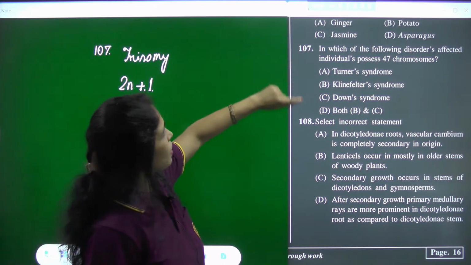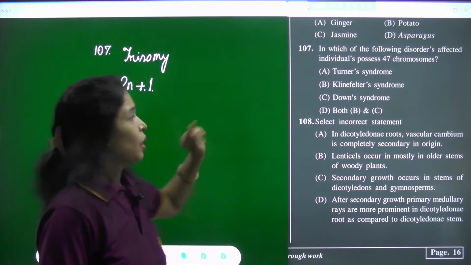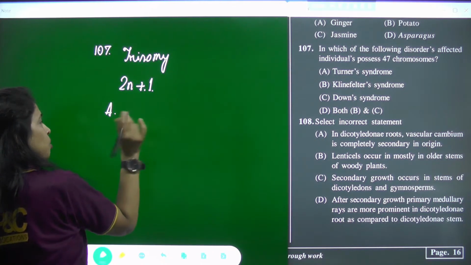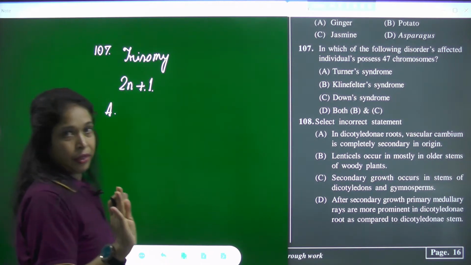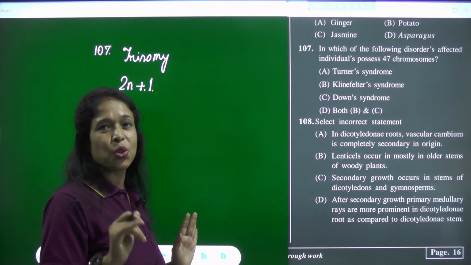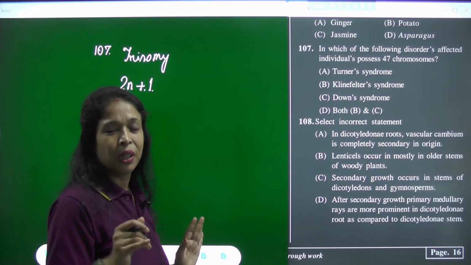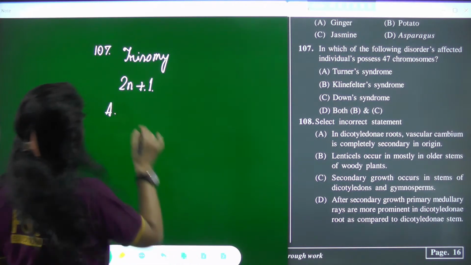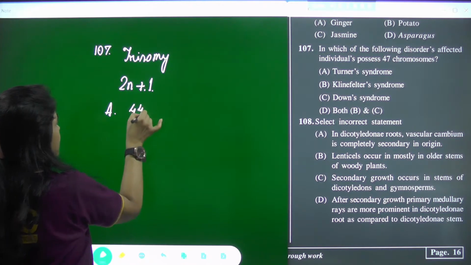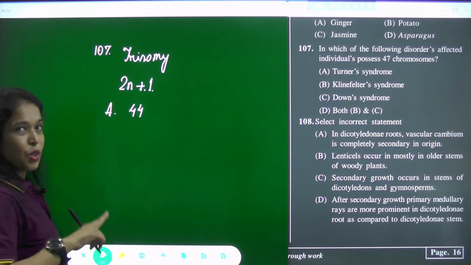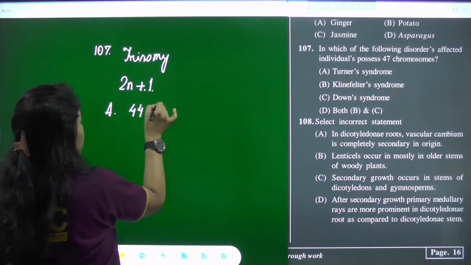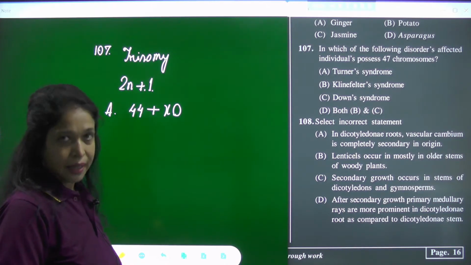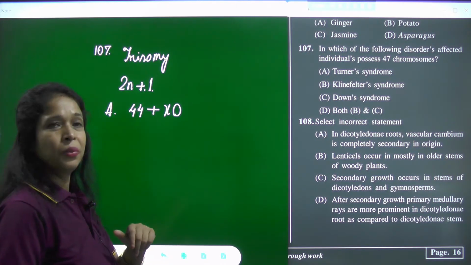So, which disorders? Turner syndrome. In Turner syndrome, we know that the total number of chromosomes is 45. That's a type of monosomic condition, a chromosomal disorder in females. In Turner syndrome, the chromosomal constitution is 22 pairs of autosomes, that is 44, but having only one X chromosome instead of 2X. This is Turner syndrome.